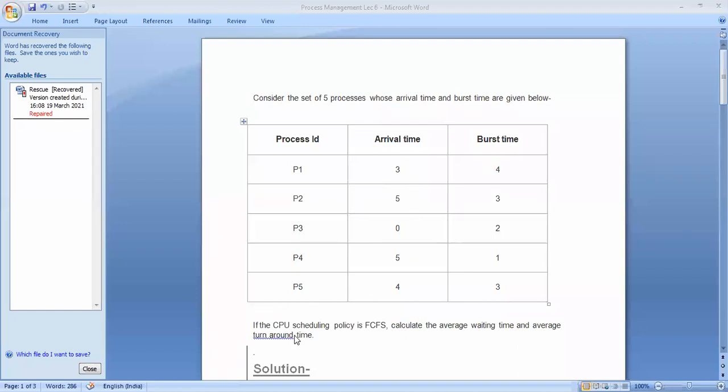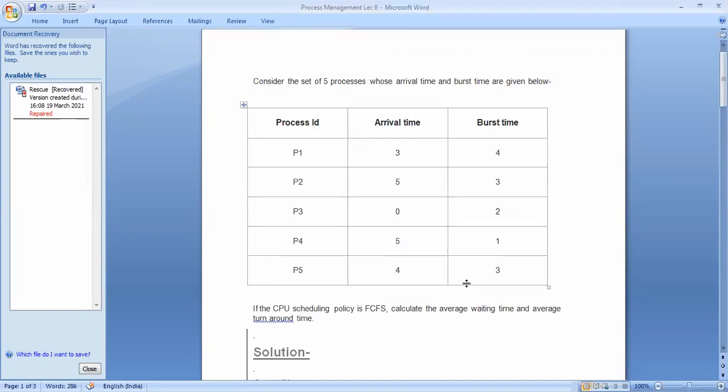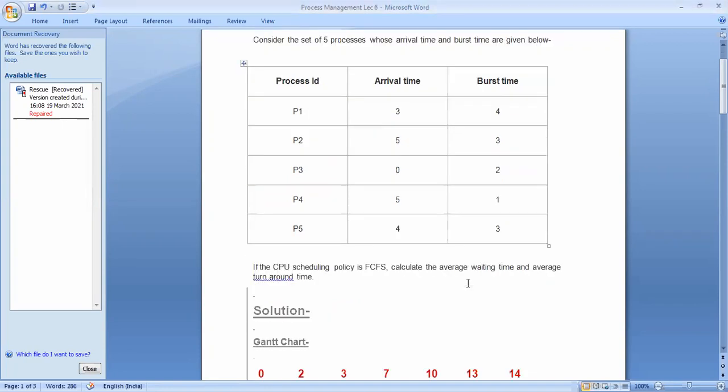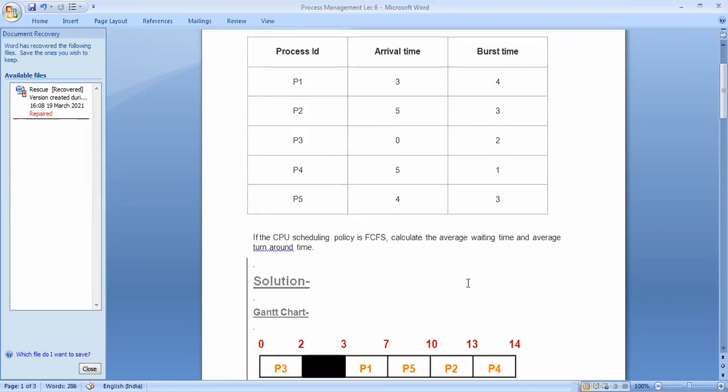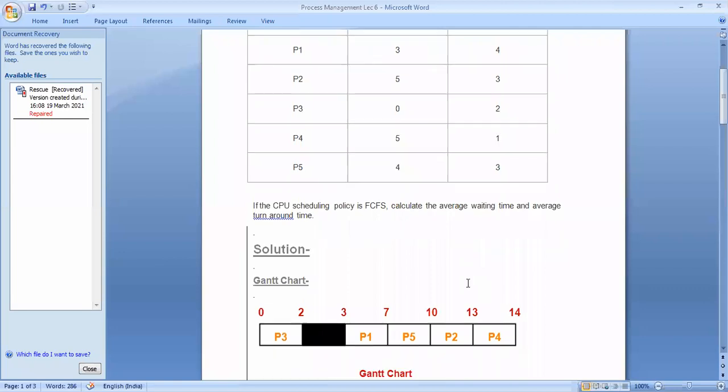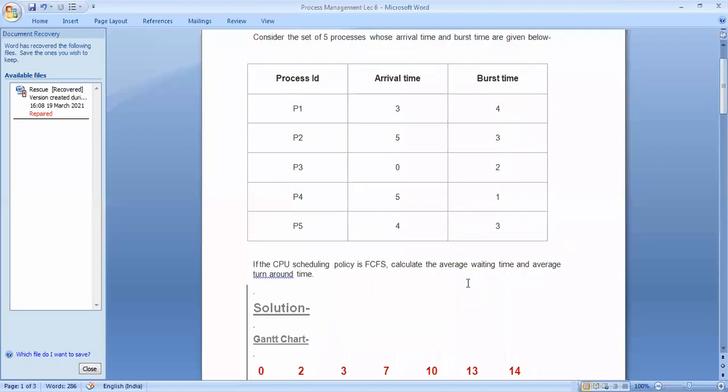If the CPU scheduling policy is FCFS, that is first come first serve, then calculate the average waiting time and average turnaround time. Now this is the problem, and we will try to solve it. First of all, we'll prepare the Gantt chart. We'll prepare this chart first and find out the completion time for every process. So how will we prepare the Gantt chart?